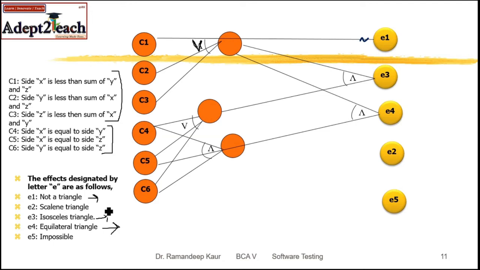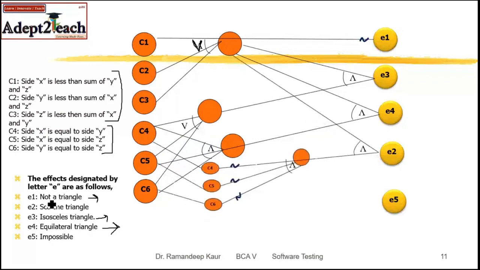Next condition is scalene. Since equilateral says all the sides should be equal, all three conditions C4, C5, C6 will be true. Now this scalene says all the sides should be different. That means now we have to negate individually C4, C5 and C6. So I am negating all of them individually.